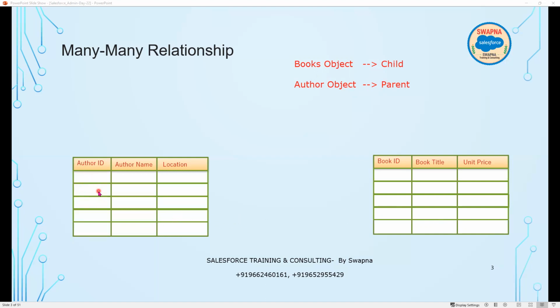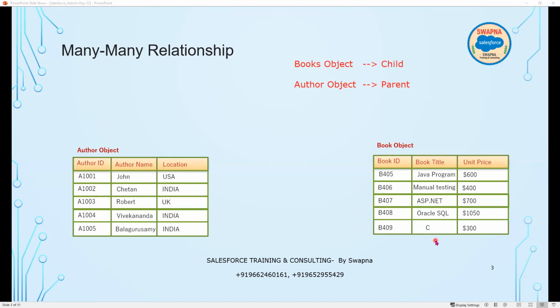Here, the author object has some records, the authors' details. Like John is from USA, Chetan is from India, Robert is from UK, Vivekananda is from India, and Balaguru Swami from India. These are the author names. Those records are already available in the object. The second one is the book object, which also has records, like Java programming, manual testing, ASP.NET, Oracle SQL, C. These are the different books available.